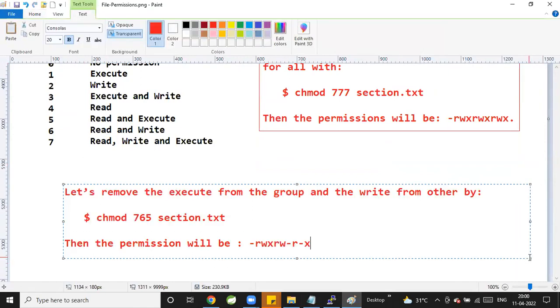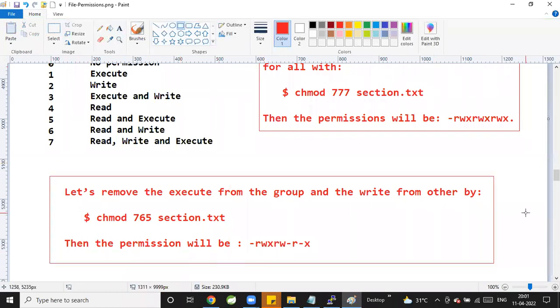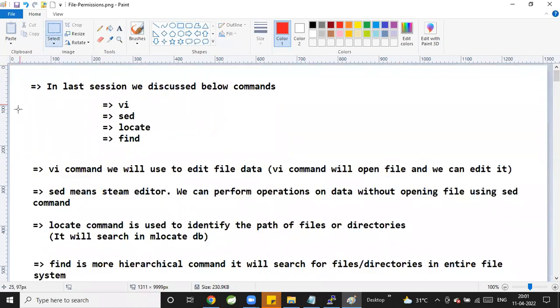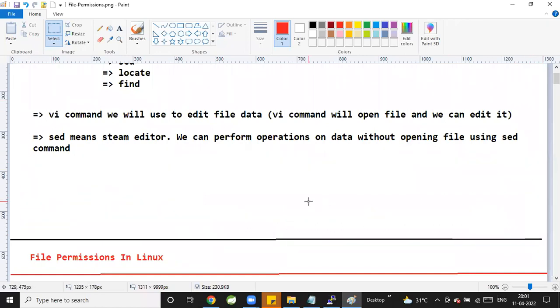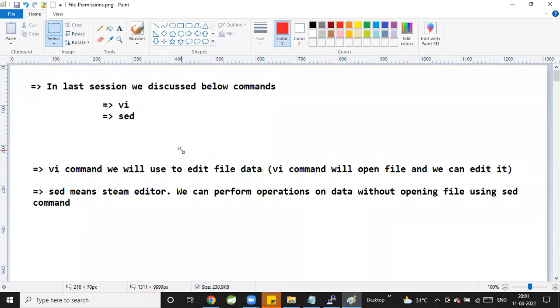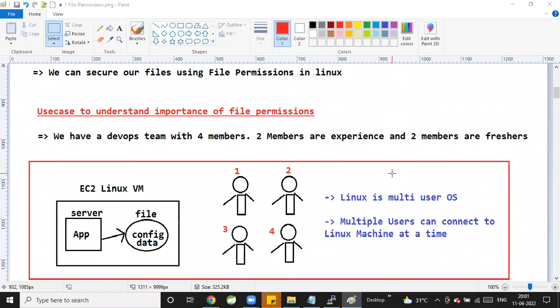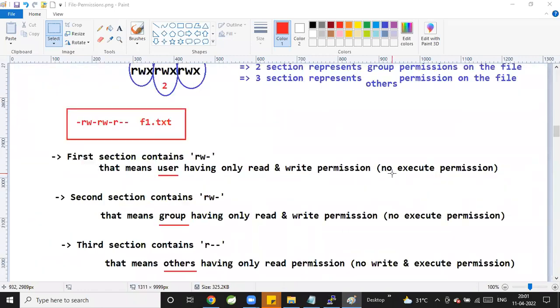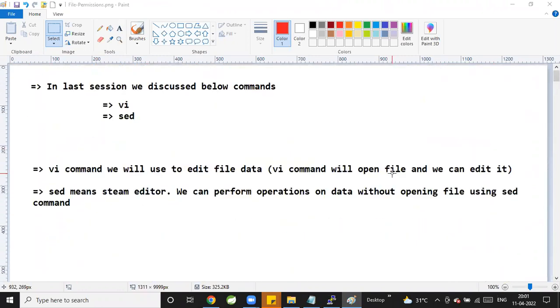Can you guys practice these file permissions before coming to tomorrow's session? File permissions in Linux. I will upload these notes into our website so that you can download these notes and practice before coming to tomorrow's session. I will upload this video also in the YouTube. You can go through this and practice once again. File permissions are very, very important.